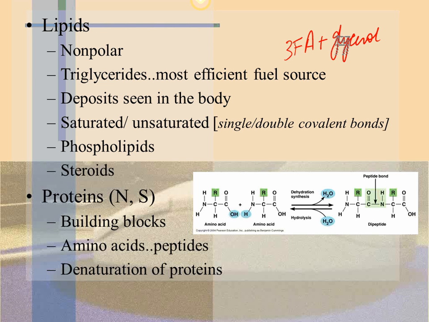The unsaturated fats have double covalent bonds. They may have either 1 or 2 of them. You've heard of monounsaturated and polyunsaturated fatty acids. Why are they good? Because they are liquid at room temperature. They don't solidify, and that's because their bonds are such that they kink, so they don't adhere to each other. So that's why they don't coalesce and become solid.